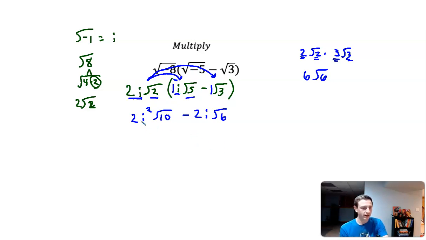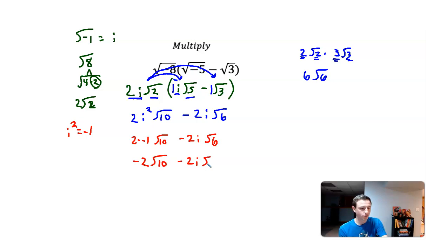And then, as I mentioned before, I do have this i squared here. i squared is equal to -1. So I'm going to rewrite i squared as -1. So this is going to be 2 times -1, square root of 10, minus 2i, square root of 6. 2 times -1 is -2, square root of 10, minus 2i, square root of 6.